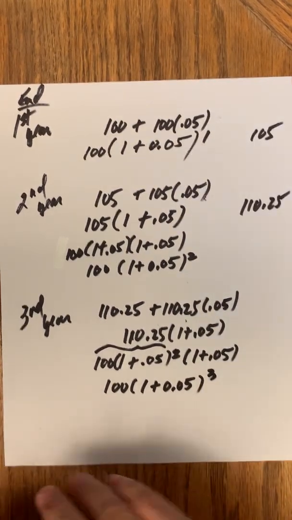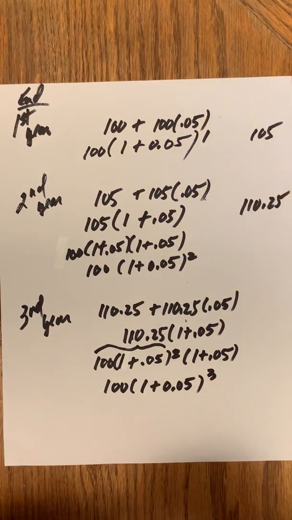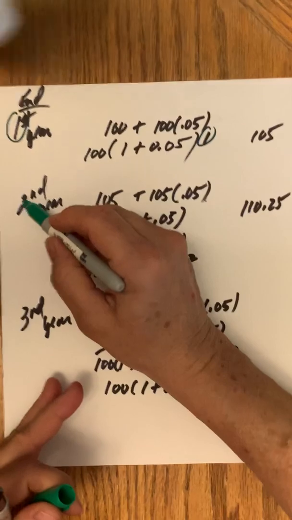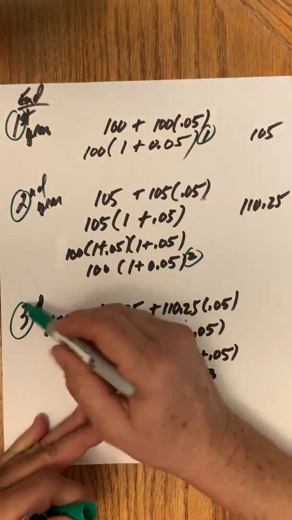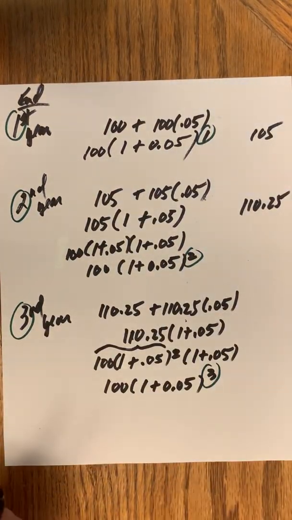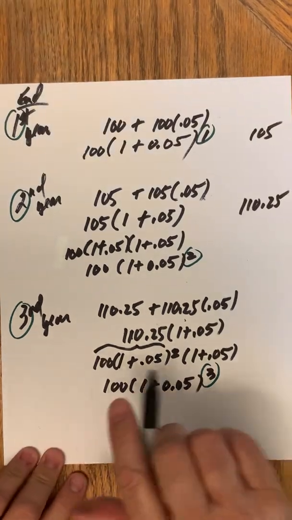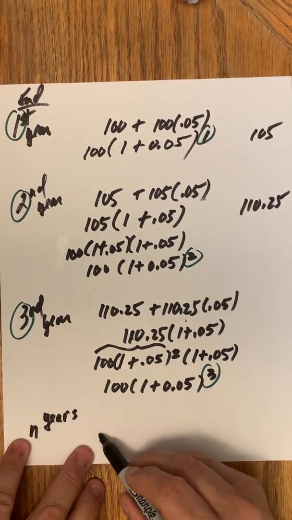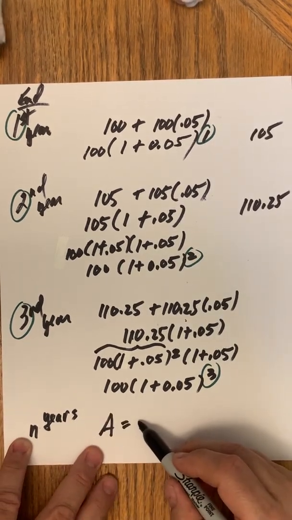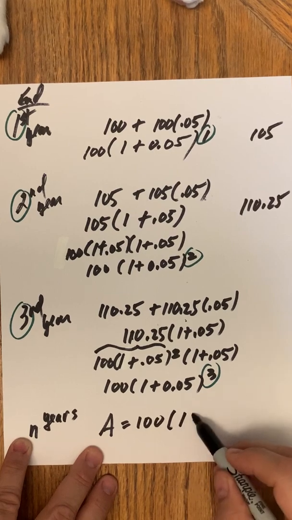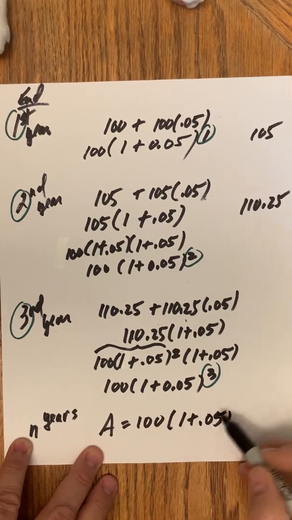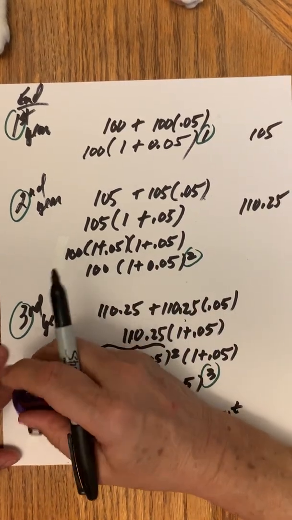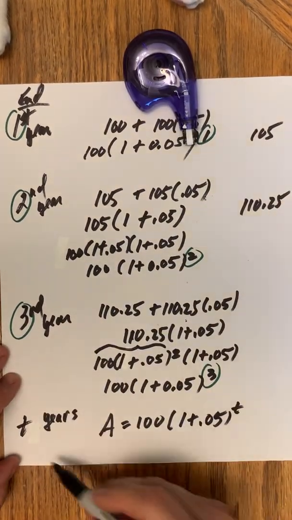And notice what we have here. In the first year, T was 1. In the second year, T was 2. Third year, T was 3. So essentially what you can see then is that for T years, you would have A is equal to your $100 times 1 plus 0.05 to the T years, however many.